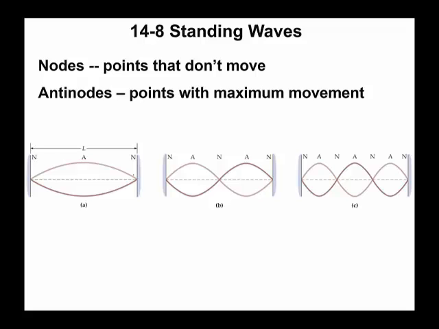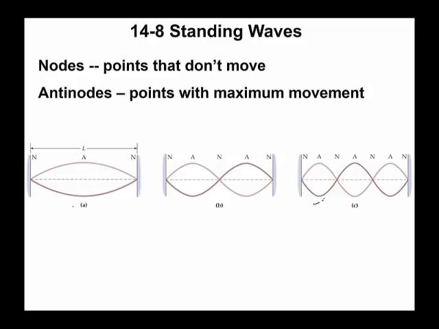Okay, now the places where it's fixed on the ends are called nodes. They don't move. And the antinodes are the places where it moves. So this one has twice the frequency, because notice I'm going to have 2 antinodes instead of just 1, and now I have 3 nodes. This one, this final wave over here, part C, has 3 times the frequency of this first one.